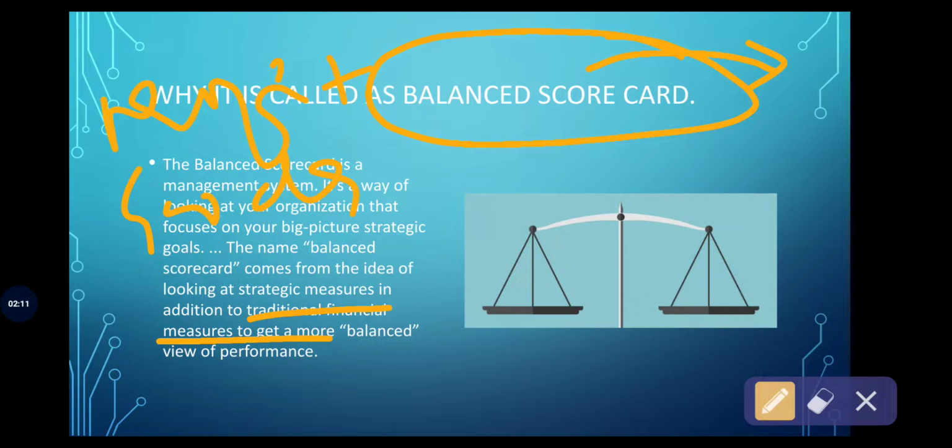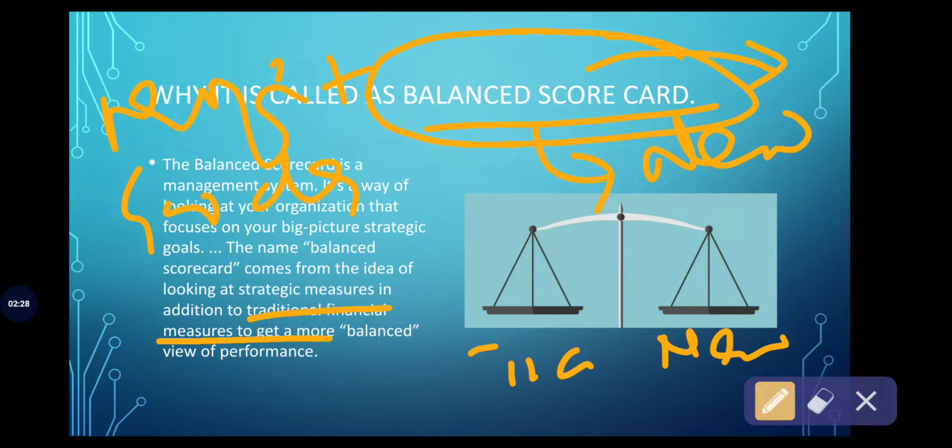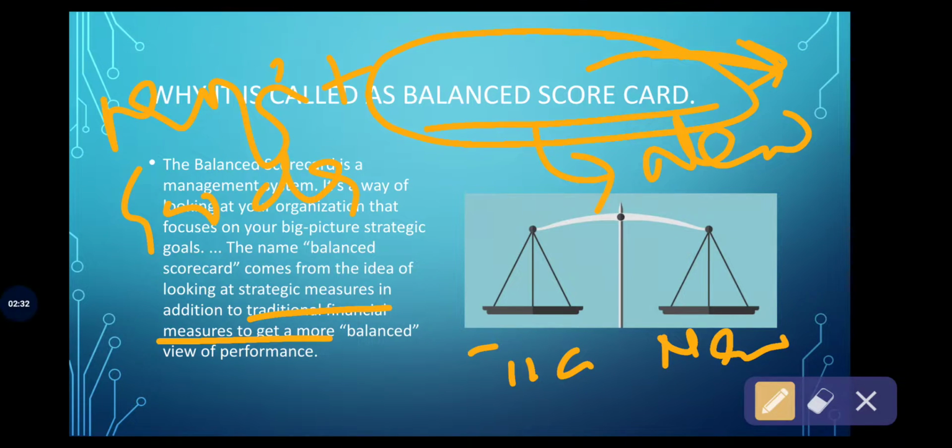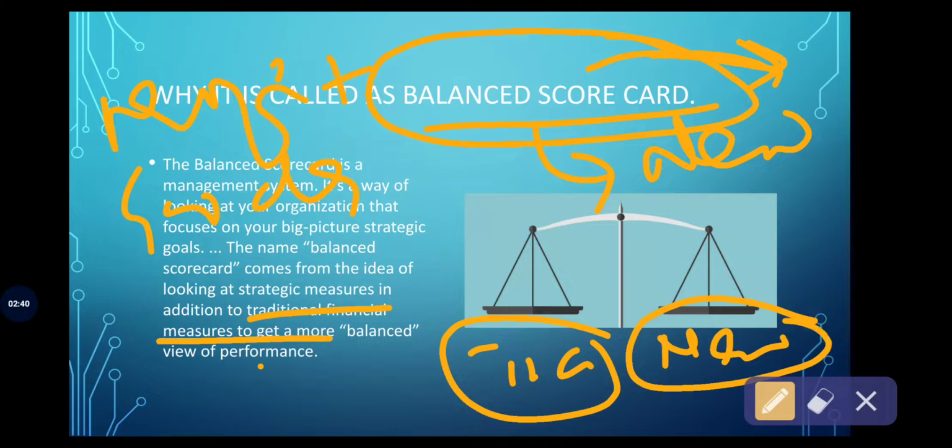Here, the balance scorecard is a new term that came into force. The balance scorecard, also called BSc, is a balance between the traditional measures and the new measures. This new technology is balancing between the old traditional measures, and they have also come up with the new measures. So it is called balance scorecard.